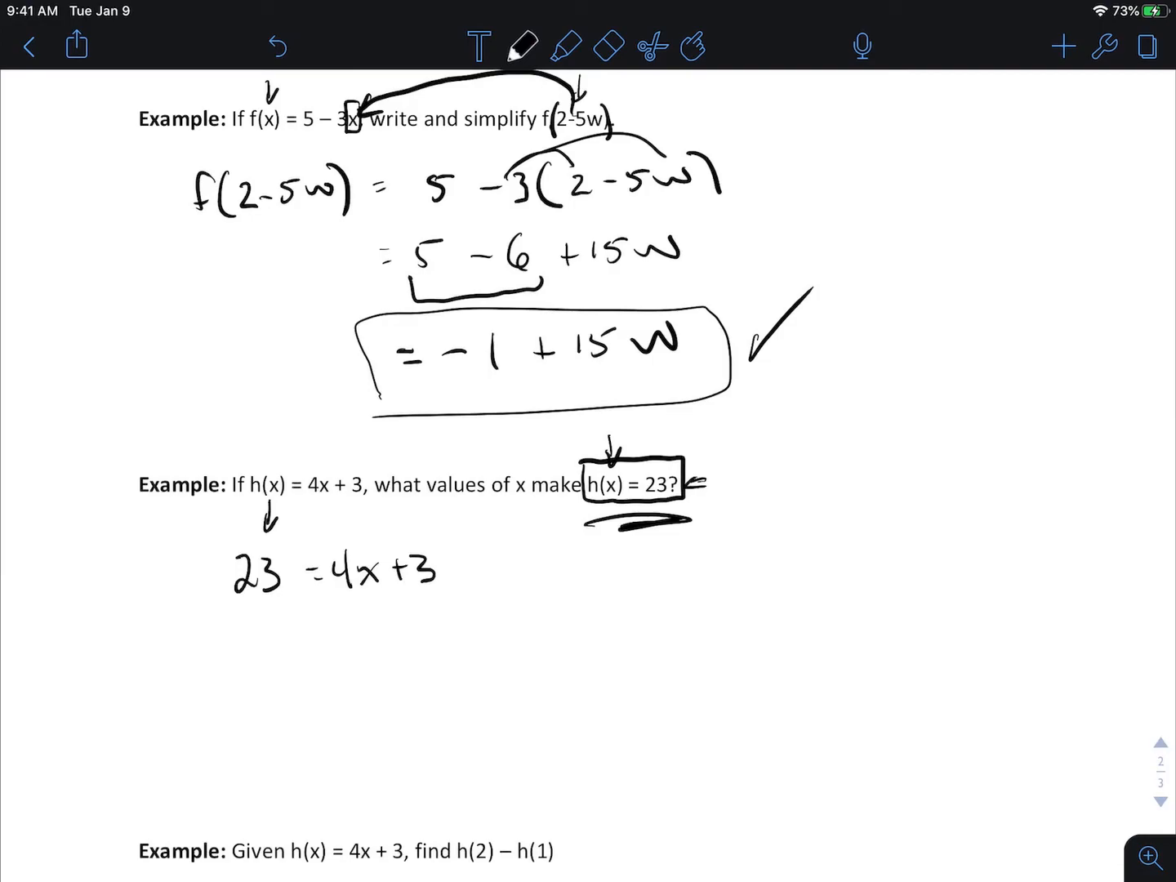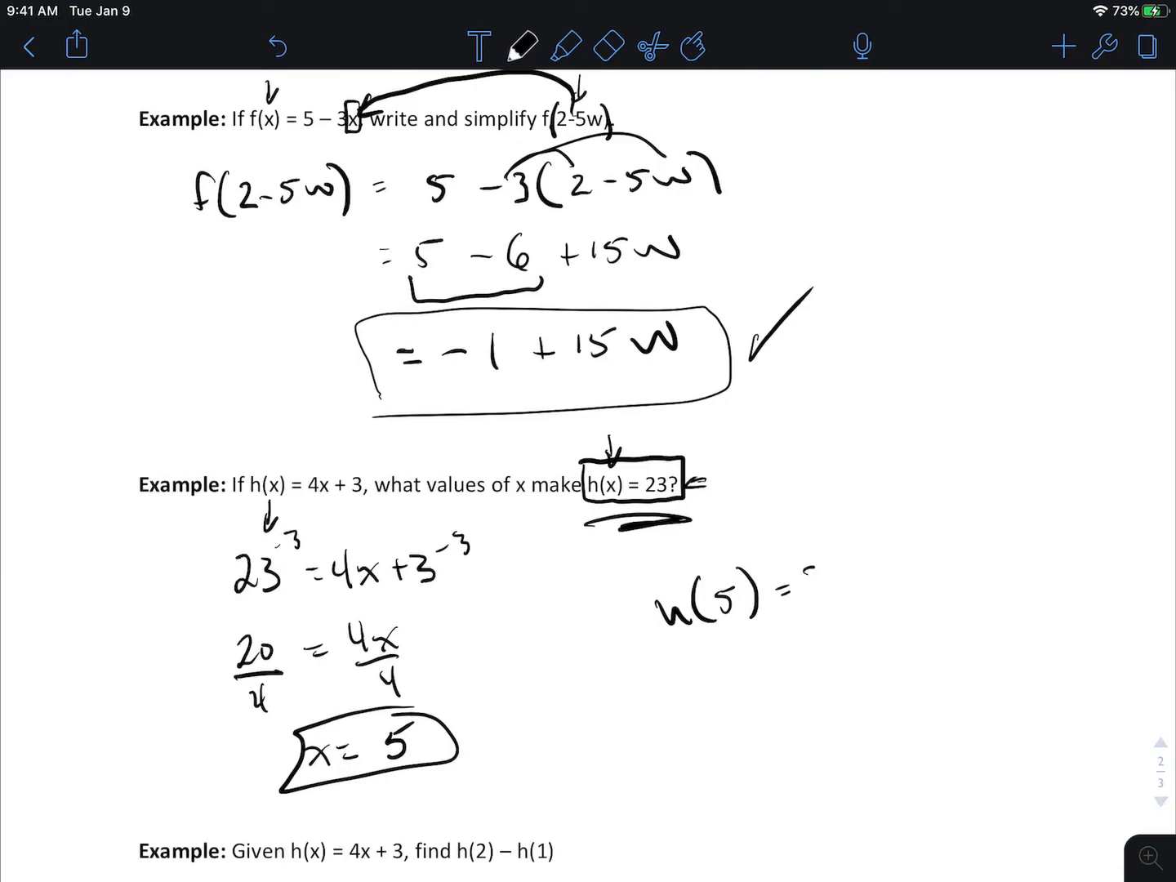Right? You're going to subtract 3 from both sides. So I'm going to get 20 is equal to 4x. Divide both sides by 4. x is equal to 5. And then you could write a concluding statement that said h at 5 is equal to 23. Right?